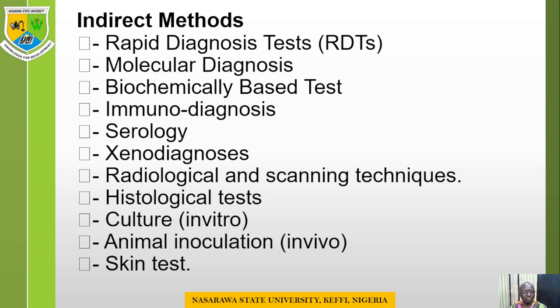What about the indirect methods? The indirect methods include the rapid diagnostic test, which we are much familiar with today. It is simply called the RDTs. And then we have molecular diagnosis, which is very rare, even in our disposition today. But it is available in some parts of the country where molecular diagnosis is being used. Now, we have biochemically based tests. And then we have immunodiagnosis. Then we have serology, xenodiagnosis, radiological and scanning techniques, and histological tests. We have culture, which is in vitro, and then animal inoculation, which is in vivo. Finally, we have skin tests. So all these come as indirect methods.